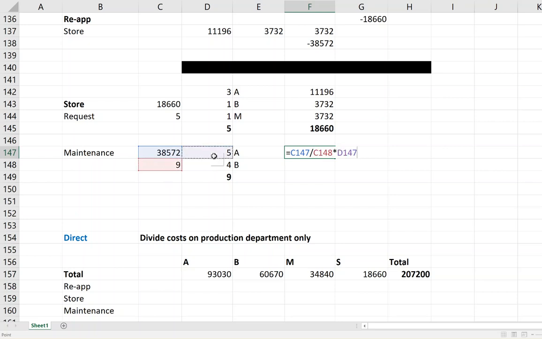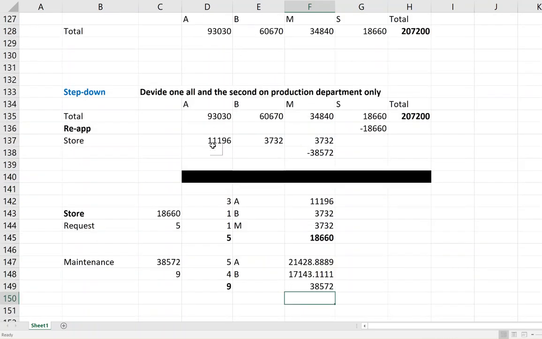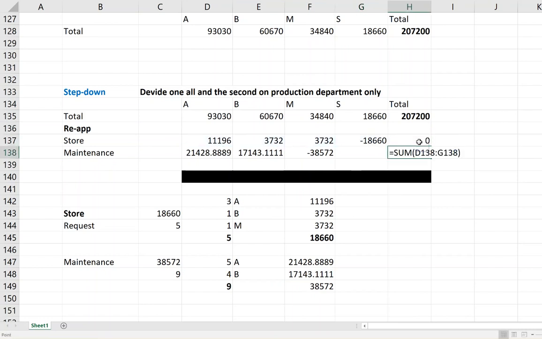So if we do it like this, then nothing will go to the store. So we don't have to repeat the steps again. So we divided one department on all departments. The second one only is divided on production department. So we have maintenance. Remember, overall total doesn't change. The only thing that changes is that the cost is shifted to production departments.